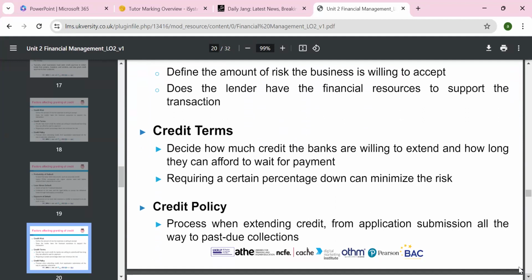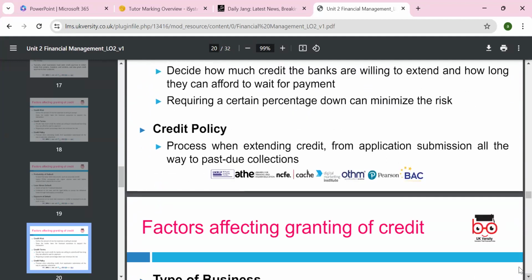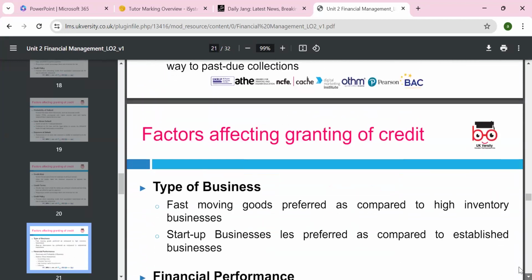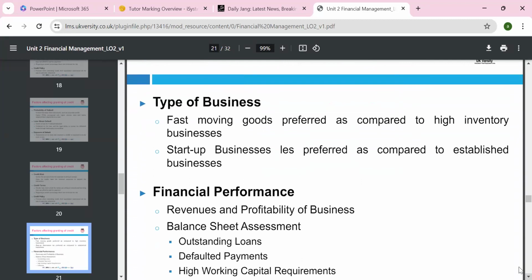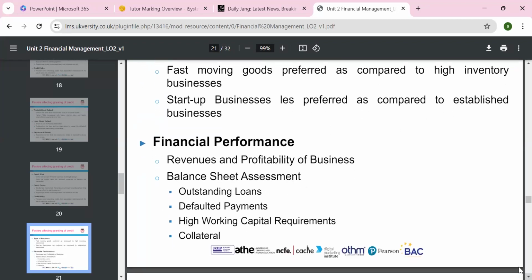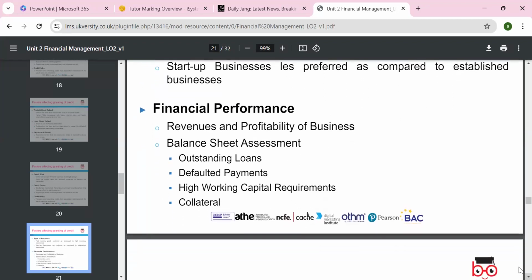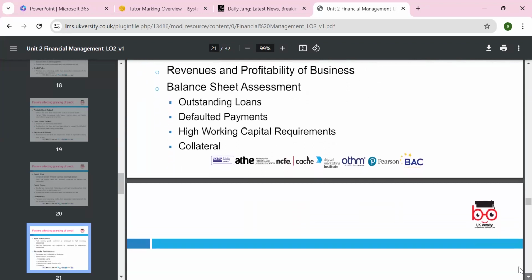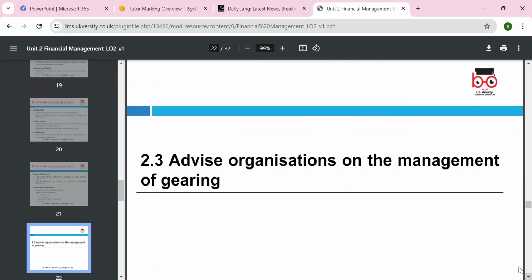Requiring a certain percentage of down payment can minimize the credit risk. The credit policy is the process of granting credit based on the application. We can do the ratios and assess various factors: the type of business, where fast-moving goods are preferred compared to high-inventory businesses, and start-up businesses are less preferred compared to established businesses; financial performance, revenue and profitability; and the balance sheet, such as outstanding loans, default payments, working capital and collateral, which we can look around.